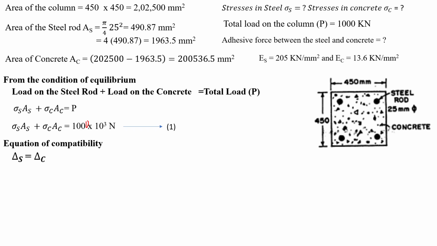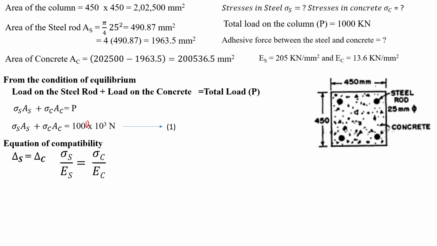And the second one is the equation of compatibility, that is deformation in the steel, delta S, equal to the deformation in the concrete, delta C. We know the relationship between the deformation and the stresses. So deformation equals stress divided by Young's modulus. Then this can be modified: this is the delta S equal to delta C equation.